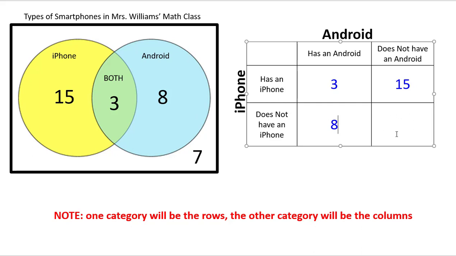And the last box is does not have an iPhone along with does not have an Android. So that will be the students who have neither cell phone. So that will be the number that's not in either circle. So the 7. So now we have displayed the same information in this Venn diagram as a two-way frequency table. Notice how it displays the exact same information, it's just displayed a different way.